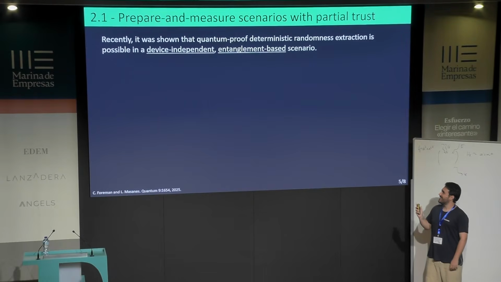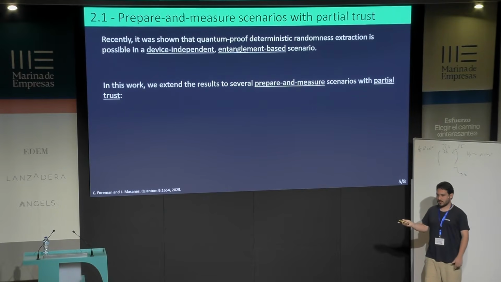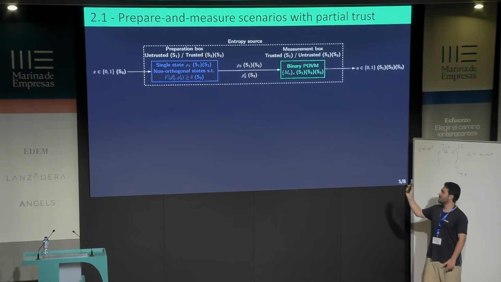Okay, now that I finished with the introduction, I will be very brief with the results, I promise. So this paper that I mentioned last year by Cameron Foreman and Lluis Masanes, here basically they showed the first quantum-proof deterministic randomness extraction protocol, because for classical adversaries, some already existed. And they do it in a device-independent scenario, so the device is a black box. And they do it for an entanglement-based setup, mainly because they use the fact that there's a violation of a Bell inequality. But this is not too relevant in our case, because what we do is extend this to a prepare and measure scenario, which is what I've been describing, for different levels of partial trust and different levels of characterization. The schematics look like this, and I'll go over them one by one.